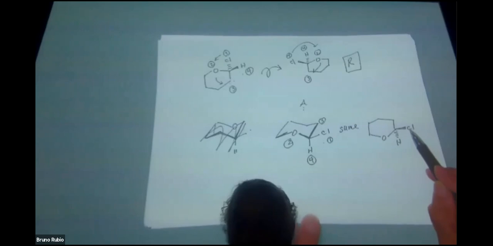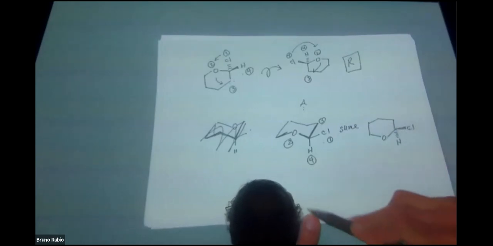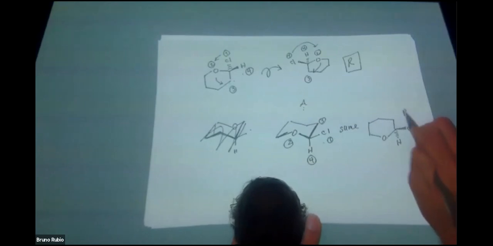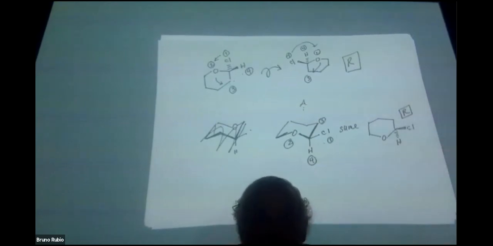I see 1, 2, 3. I'm getting R. 1, 2, 3. Yeah, I'm getting the R absolute configuration.